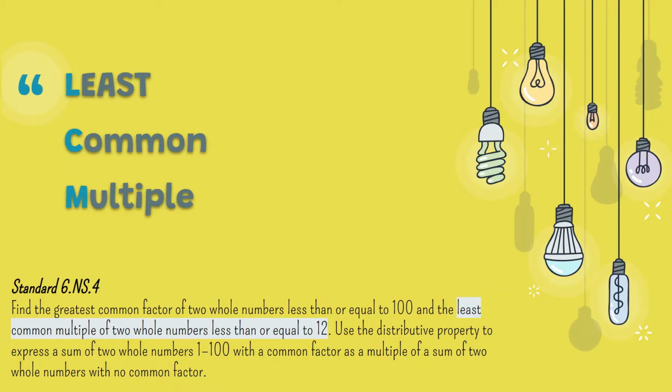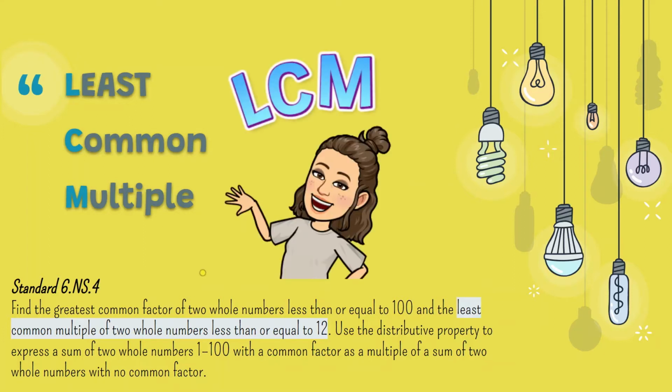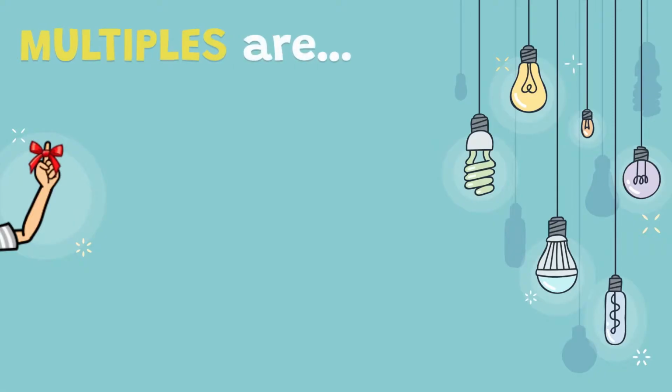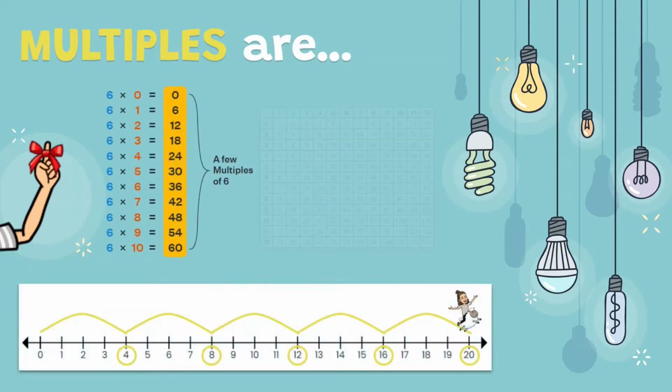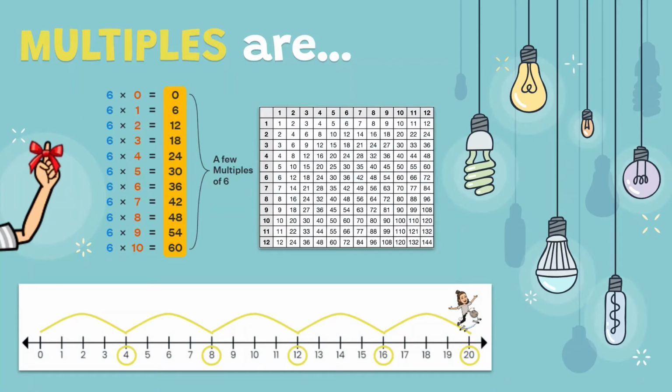Today's lesson is least common multiple. This is a prerequisite skill for 6.NS.4. In the last video, we reviewed what multiples are. Multiples are just repeatedly skip counting by the same number. We can visualize them as multiplication of a number times each number from 0 on up, skip counting on a number line, or with a multiplication chart.